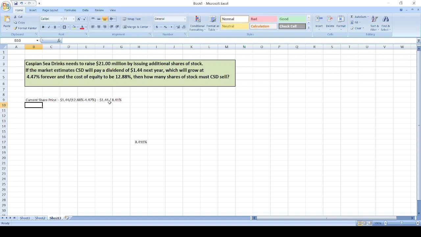8.41% is equal to 1.44 divided by 8.41%, which is equal to 17.12247. So current share price is 17.12247, or 17.12 dollars. Now we will calculate the number of shares of stock.